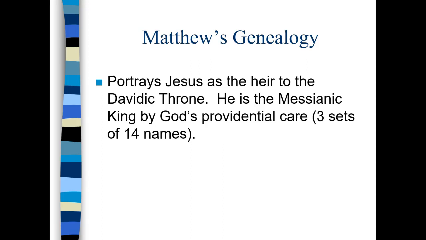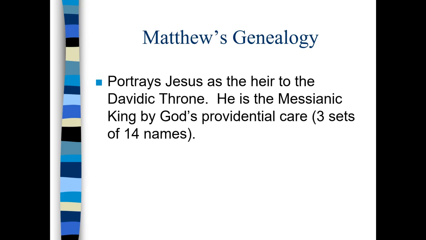And so what this genealogy is doing is trying to present Jesus as a person who is going to fulfill that promise. So in other words, he is the Messianic king by God's providential care. And people have noticed that actually this genealogy is not full or complete. I mean, there's not enough names in between, say, Abraham and David, or between David and the deportation of Jews to Babylon, mentioned in verse 12, or from Babylon to Joseph, the one who married Mary.